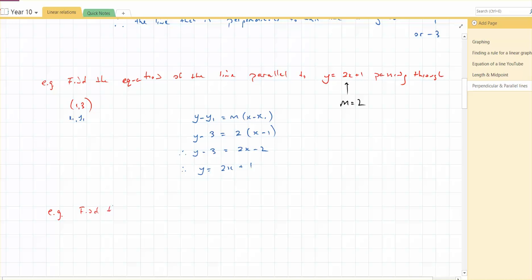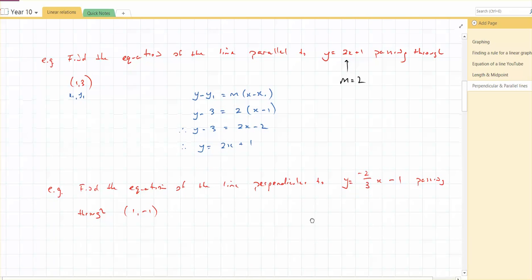Find the equation of the line perpendicular, let's do a perpendicular question, to, let's say, y equals minus 2/3 x minus 1, passing through, let's hope I use a point that's not actually on that line. Let's say the point is (1, -1). Okay, so how do we do this?